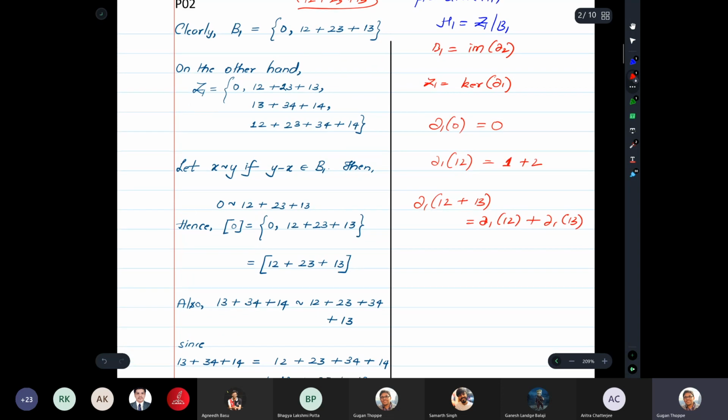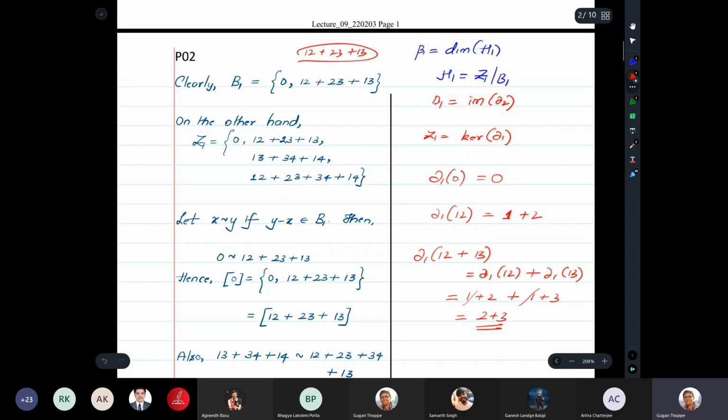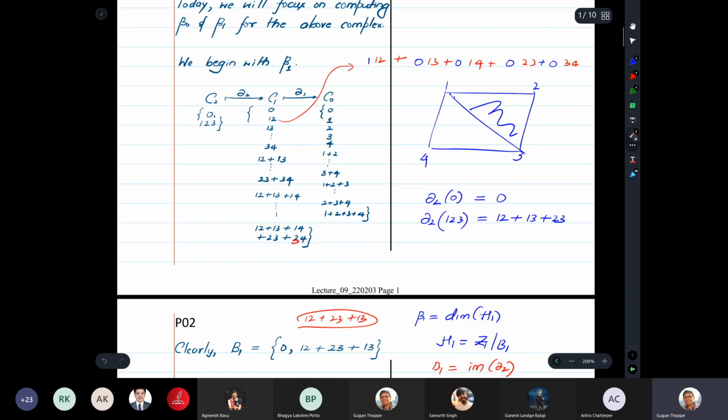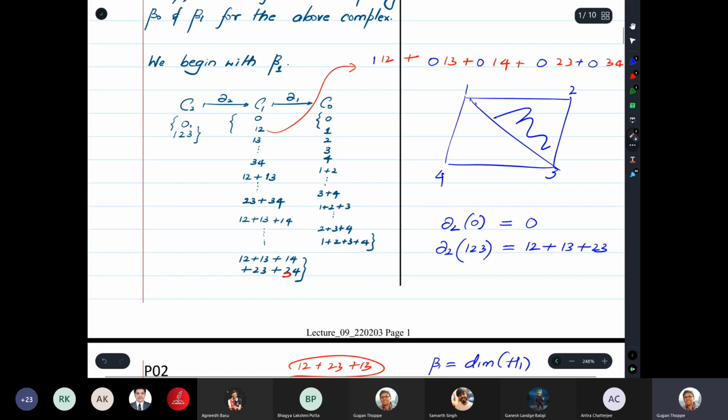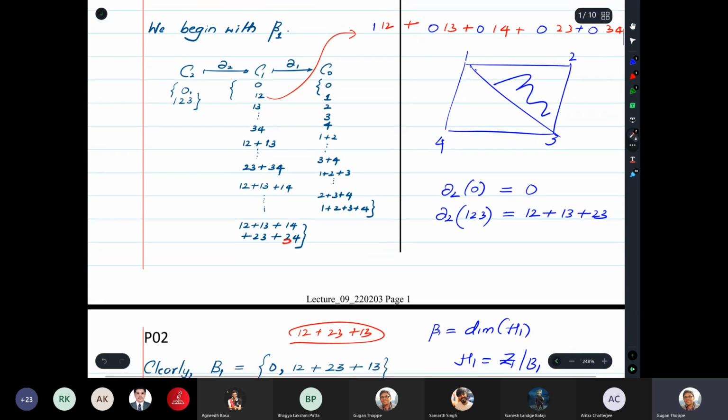I'm using the linearity property of DABA1. Now DABA1 of 1 2 is 1 plus 2 and DABA1 of 1 3 is 1 plus 3. So these ones cancel off and I end up with 2 plus 3. Again this is not 0. In the same way, if you apply DABA1 on any of these one chains whose support is 2, none of them would be taken to 0. You can verify this yourself.